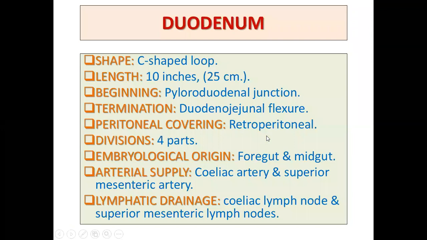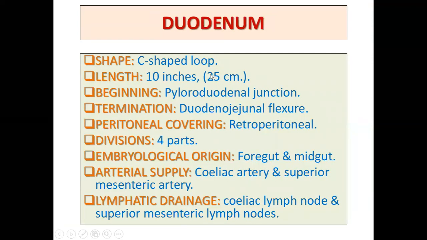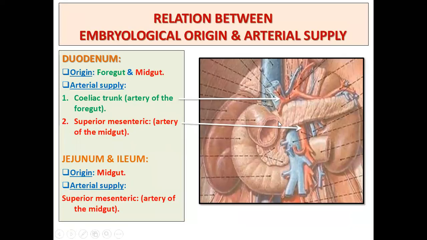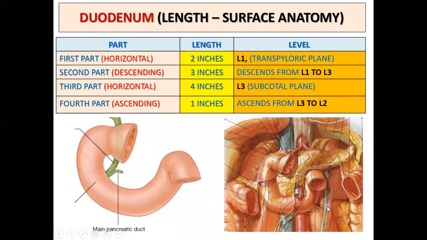Okay. Now coming to some of the features of the duodenum. As you can see here, it is a C-shaped structure, like the capital C of the English letter. It is a C-shaped loop, and the total length is almost 10 inches or 25 centimeters, beginning from the pyloroduodenal junction. As we have seen before, the end of the pylorus is the last part of the stomach, and it continues as the duodenum. So the junction is called the pyloroduodenal junction.